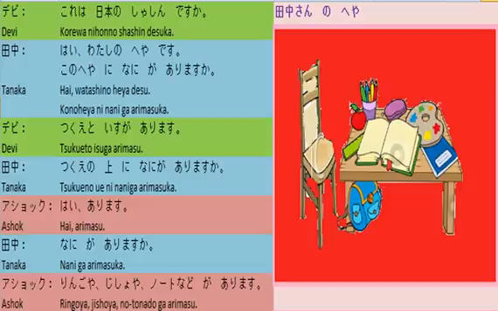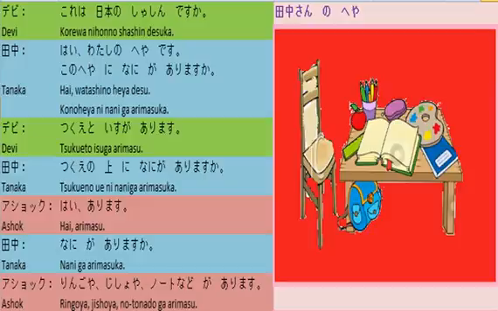Miss Tanaka responds, Tsukue no ue ni nani ga arimasu ka? Tsukue is table, ue is top, nani ga is something, arimasu ka is the interrogative structure. Ni is the particle that represents the location of existence. Is there anything or is there something on the table? Mr. Ashok responds, Hai, arimasu. Yes, something is there on the table.